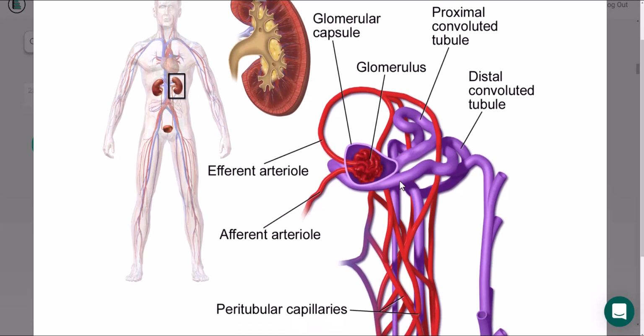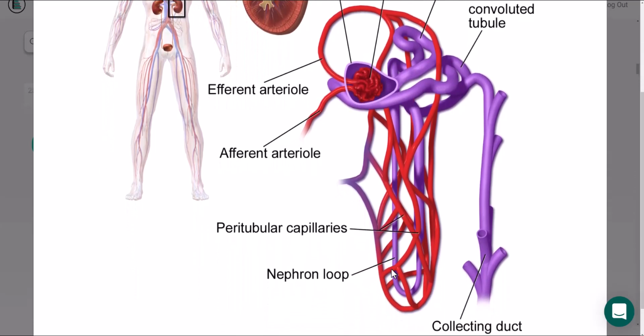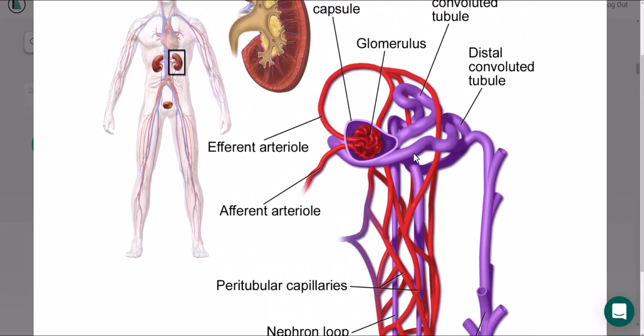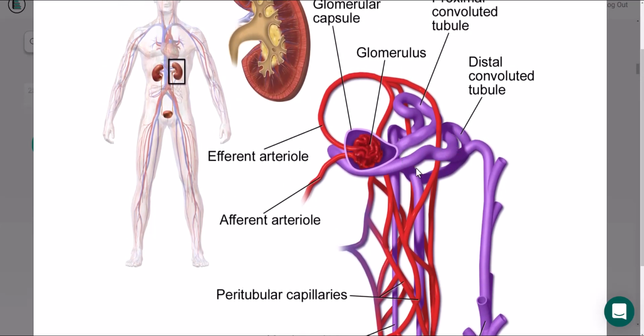Then, let's go down. We're going to go down the nephron loop, come back up the nephron loop. The nephron loop is the only part of the nephron that juts down into the medullary region. Come up the nephron loop, sometimes called the loop of Henle, and now comes up to another set of tubing. This is the distal convoluted tubule. And then the distal convoluted tubule, those are the four parts of the nephron. Glomerulus, proximal tubule, nephron loop, distal tubule.